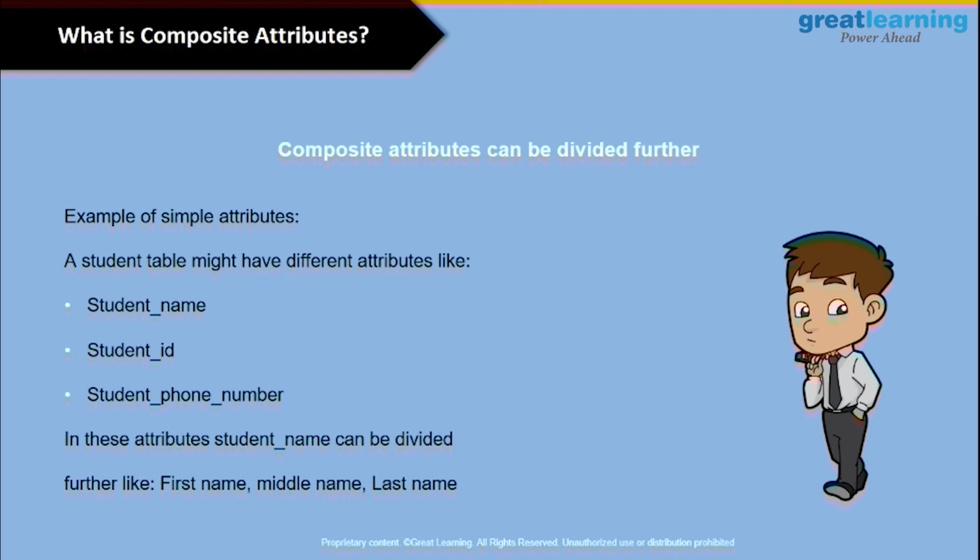From these attributes, we can say student name can be divided further. How can a student name be divided further? Yes, you can have first name, middle name, and last name. So you can have 3 parts in your name, and you can divide your name into first name, middle name, and last name. So this attribute is a composite attribute. This is the main difference between simple attributes and composite attributes: simple attributes cannot be divided further, whereas composite attributes can be divided further.